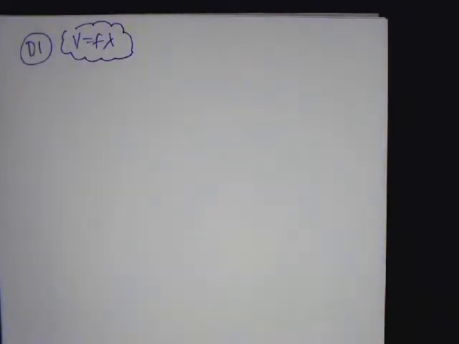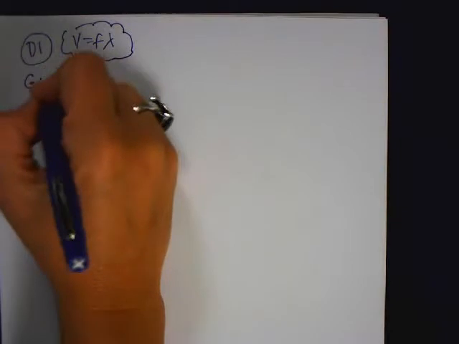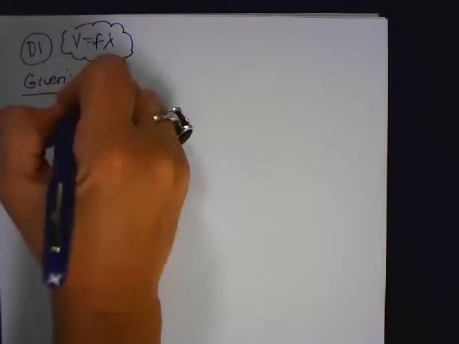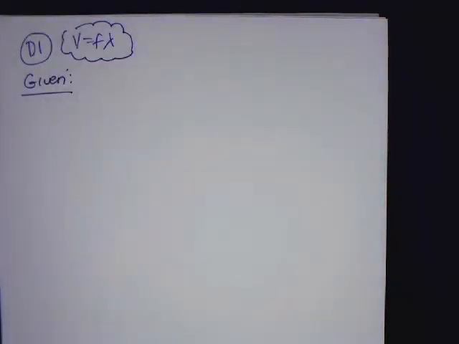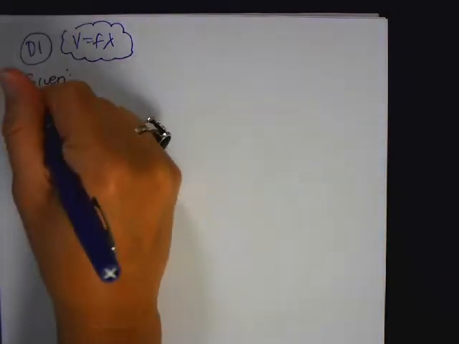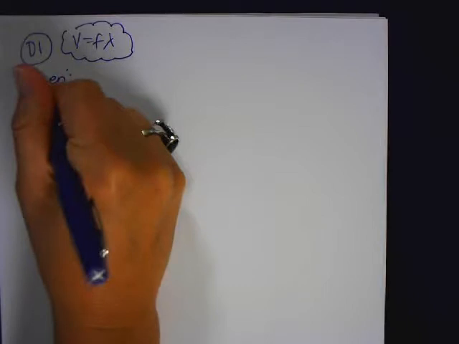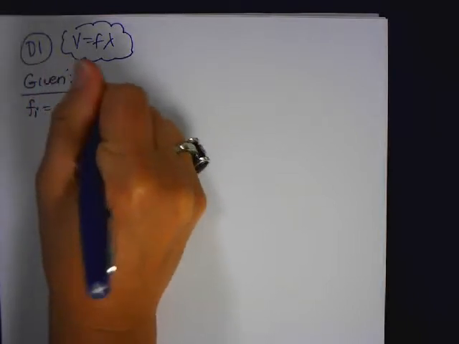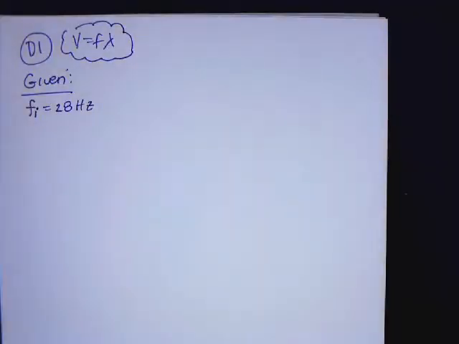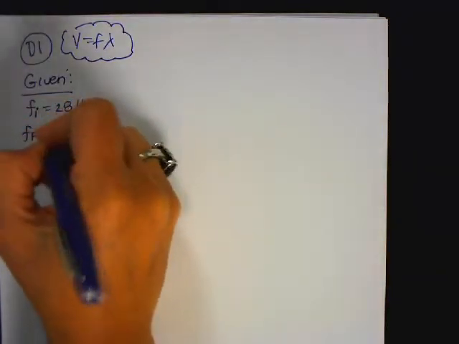So it says a piano emits frequencies that range from, so we're going to write our given. Frequency is equal to F. They tell us an initial frequency, so I'll just call this Fi, is 28 hertz, to a high of about 4,200 hertz. I'm going to call that Ff for the final.